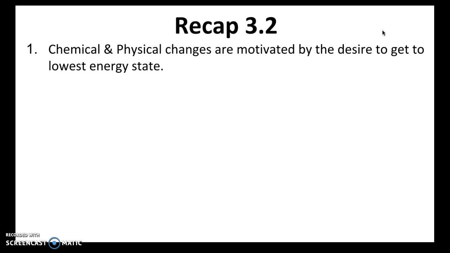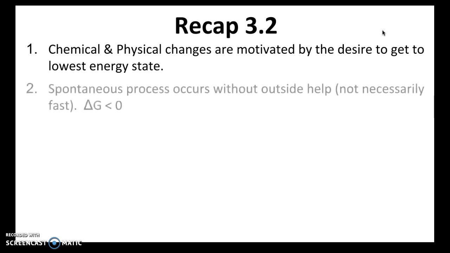What we covered in 3.2 is that chemical and physical changes are motivated by the desire to get to a lower energy state. And we use the idea of a ball rolling down the hill. At the top of the hill, it has high potential energy, and at the bottom, it has low potential energy. And since it stopped moving, no kinetic energy. So it's the lowest energy state.